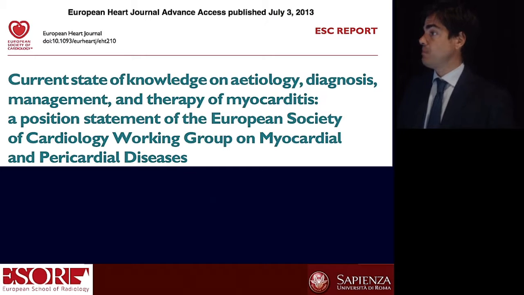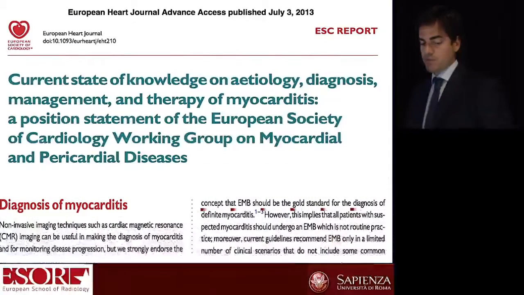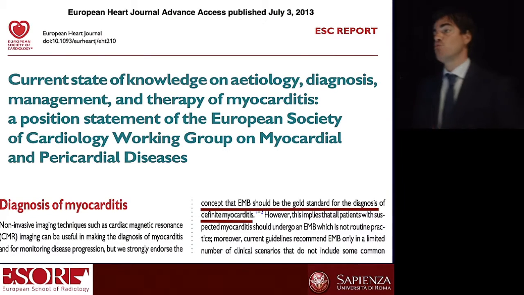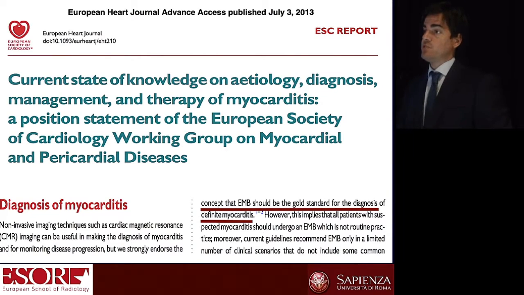These guidelines were published in 2013, so only 3 years ago, by a working group including cardiologists and pathologists. And what emerged from here is that the diagnosis of myocarditis is still, according to the criteria, based on endomyocardial biopsy. I will try to show you how and why biopsy is not playing a role anymore, except in highly selected cases, and why MR is somehow superior to histology.